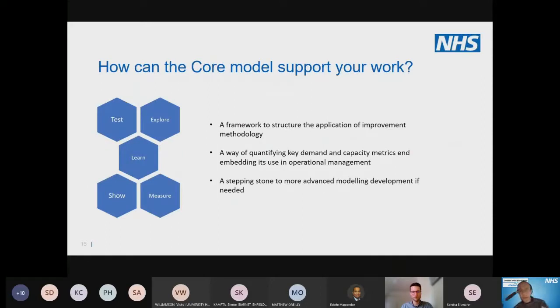So hopefully this demonstration is giving you some idea of how the core model might be able to support your work. Fundamentally, and I'm allowed to say this because I made the tool, I guess, this is just an Excel sheet. Its main use is as a framework to structure how you want to apply your improvement methods to your service.